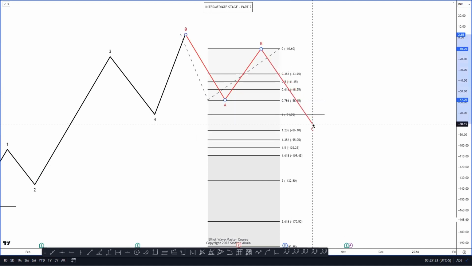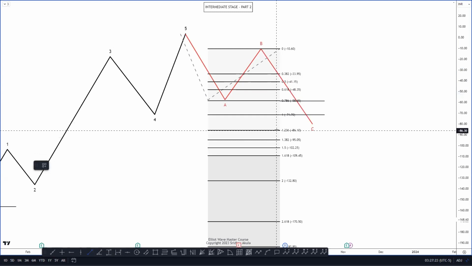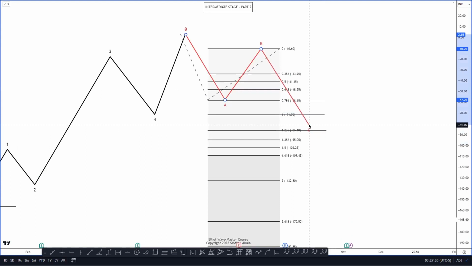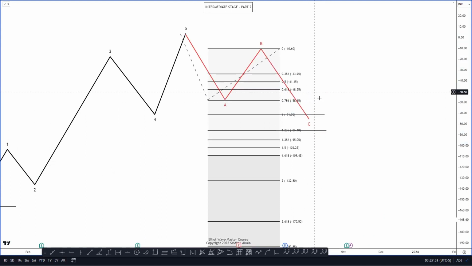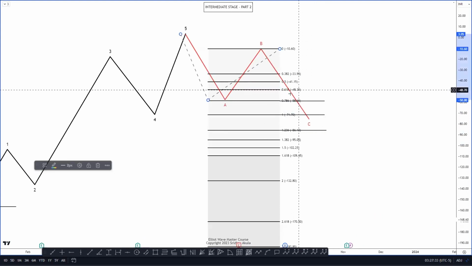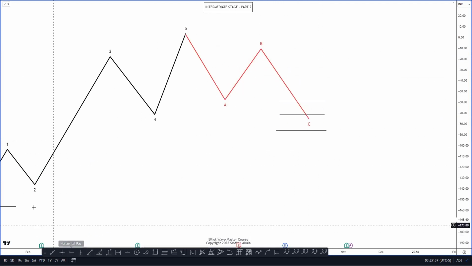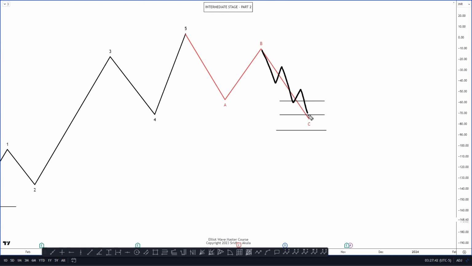Sometimes even wave C can extend to 1.23x. In very, very rare cases, it can also go to 1.68. Okay. What will this depend on now? This will entirely depend on the internal structure of wave C.